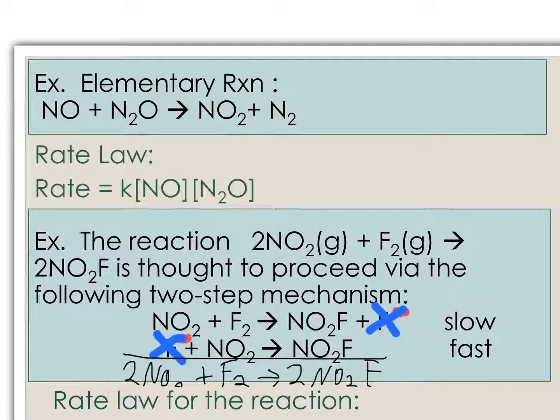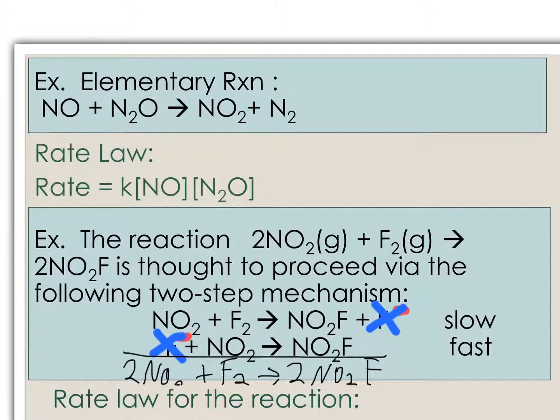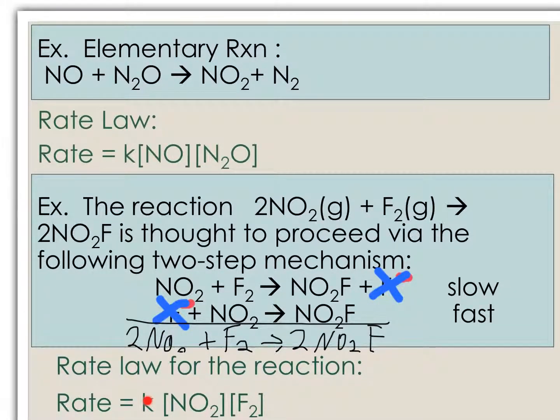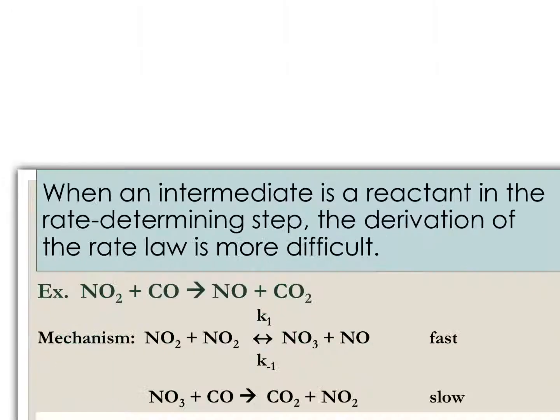Now to write the rate law, we look at the slow step. So the rate is k[NO2][F2]. Based off of the coefficients, I have a 1 order and a 1 order, a second order overall. When an intermediate is a reactant in the rate determining step, the derivation of the rate law is going to be a little bit more difficult. Okay? What I want you to add here is what we're going to have to use is substitution. Okay, just like in a math class.